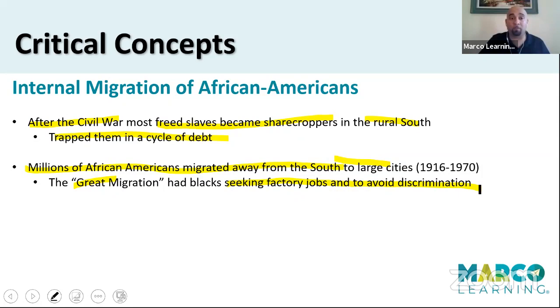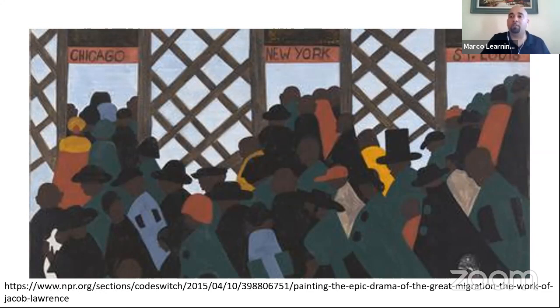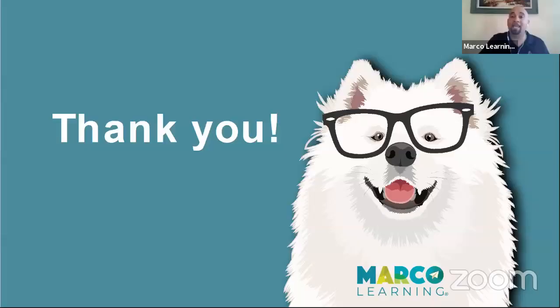All right. And here's a famous art picture here. And what it shows you, the artist is Jacob Lawrence, the depiction of what it looked like for these people. You see them loading up to get to Chicago, to New York, to St. Louis, to go to these urban centers. All right, that is it for me.